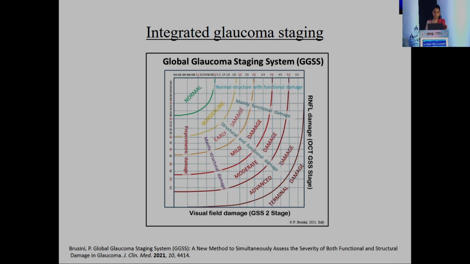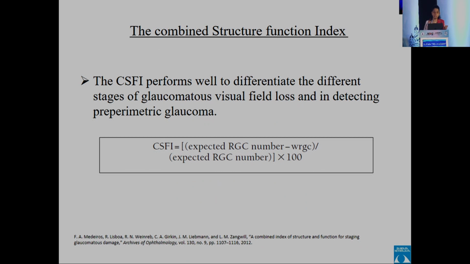So we have a beautiful staging system given by Brusini et al., which integrates the structural and functional correlation so that we can stage the disease better and treat it better. Also, a combined structure function index has been proposed, which helps us to differentiate the different stages of glaucoma, which uses the number of RGCs damaged and the number of RGCs expected to be damaged, and gives us an integrated index, which has a better prognostic value.